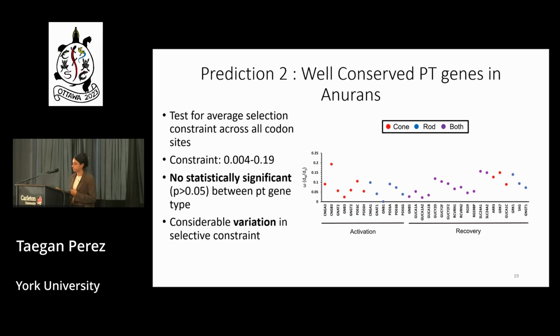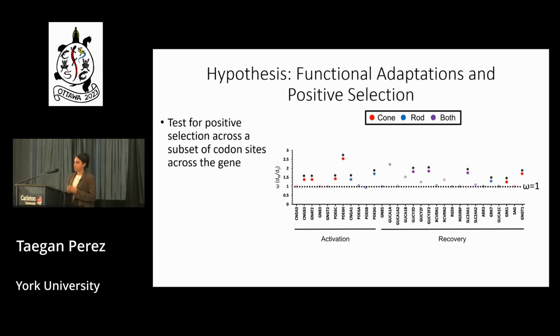So then to examine if there's any functional adaptation to different environments, we wanted to test for positive selection, where that omega value is greater than one, in these genes. The PAML M8 model does that for us by looking for positive selection at specific codon sites. We did find some evidence of a small subset of sites undergoing positive selection across the gene in 12 of our genes, which are indicated on the figure.